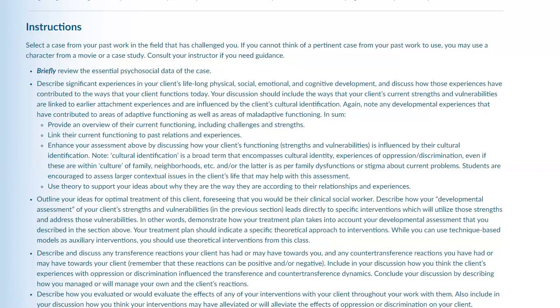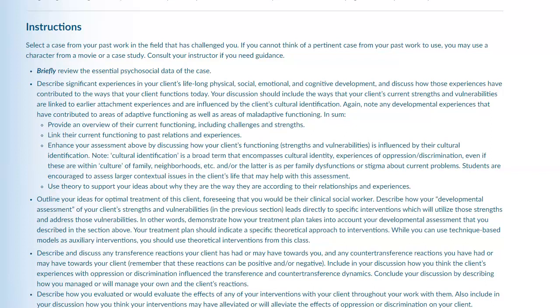So following that developmental assessment, where you're looking at factors that have influenced your client's functioning and some of their strengths and vulnerabilities, you're going to use that to inform the interventions that you would utilize with this client. So I'm not looking for you to tell me what you have done. We're looking at this hypothetically as if this is a new case coming in for you to see, knowing what you do now and what specific intervention you would utilize that might work for this client based on their strengths. So taking that strengths-based approach.